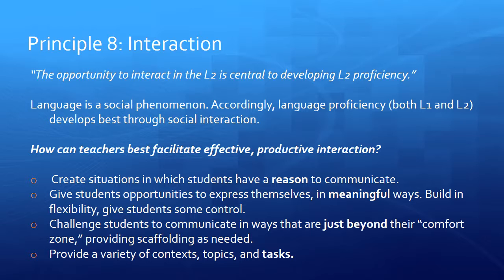And the next principle, number 8, interaction. Of course, unless you're sitting in front of a computer talking to a screen, as I'm doing right now, language is primarily a social phenomenon, right? Usually language is something that exists in a social context. So, of course, language proficiency, both in the first language and in the second language, develops naturally through social interaction. So how can we facilitate that?